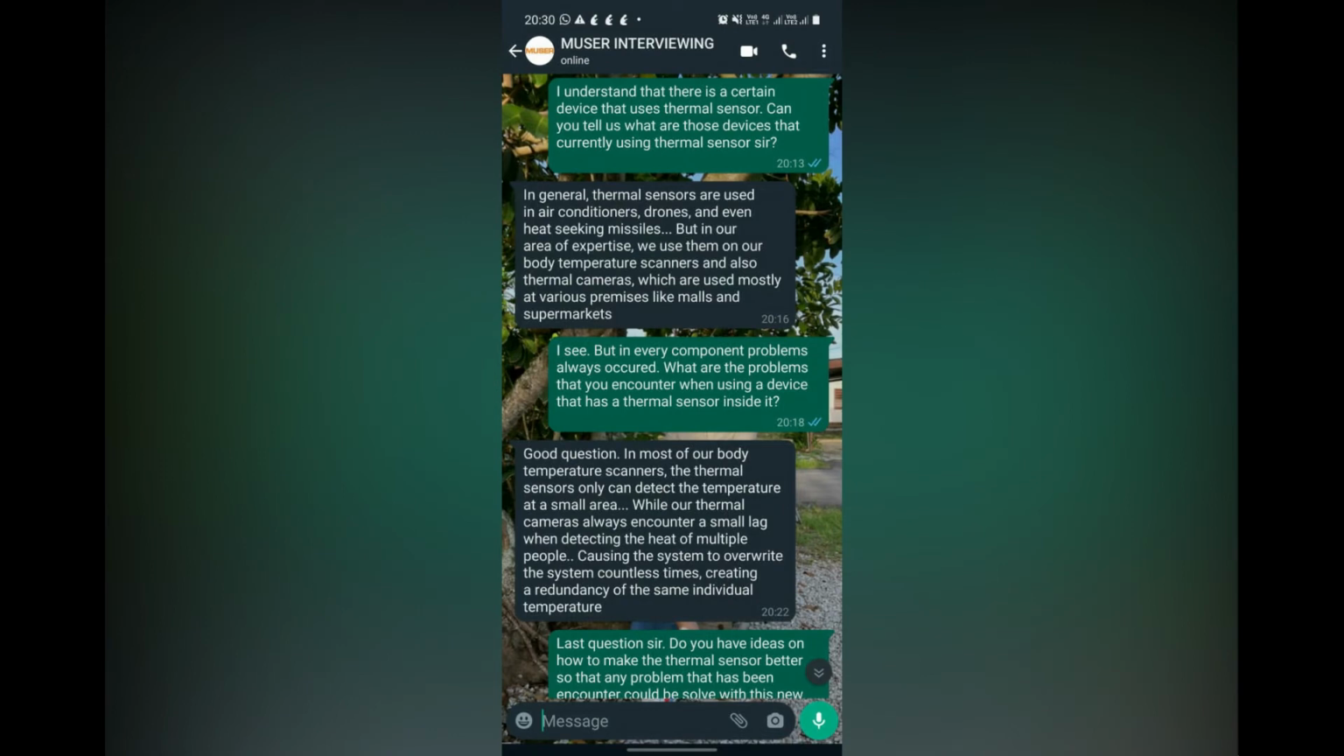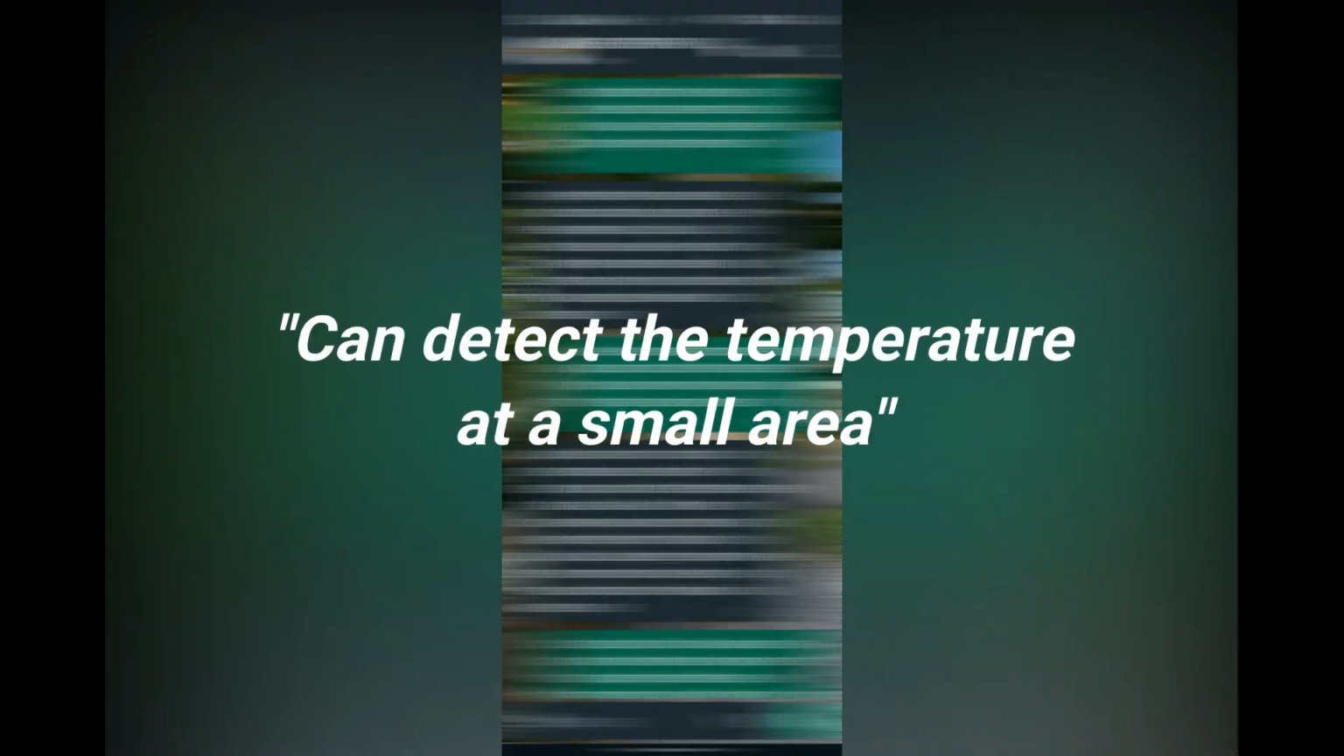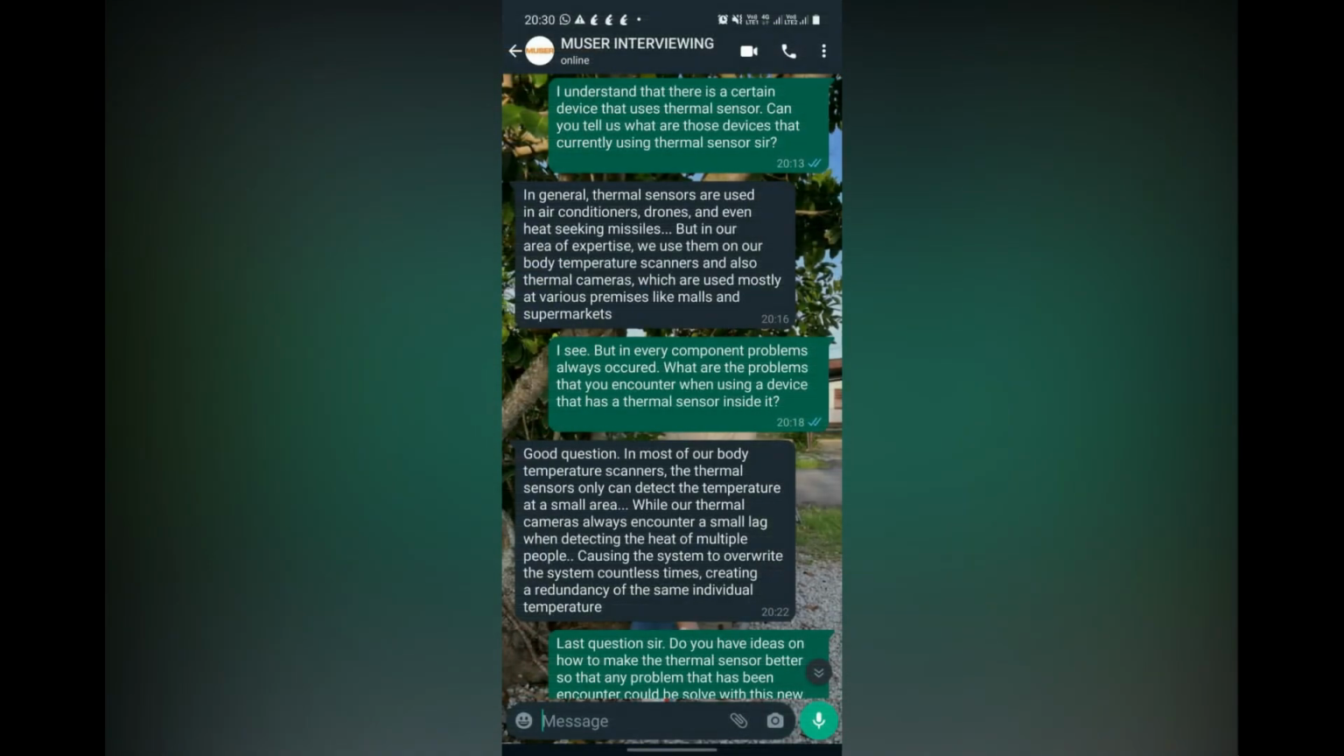As our interview went on, we stumbled upon an interesting response from our interviewee about the problems encountered when using the thermal sensors in their devices. The interviewee quoted that their body temperature scanners can only scan the temperature at a small area, telling us that it can only measure the temperature of nearby objects and only at one spot or part of the object, thus inducing that it is inefficient and cannot detect the whole object's temperature.